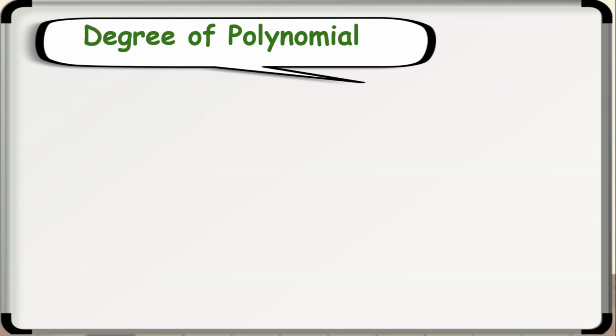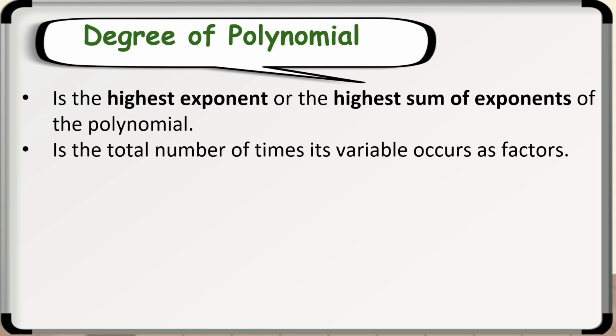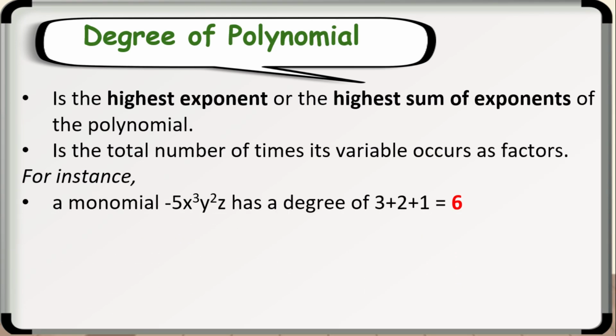How do we determine the degree of a polynomial? Degree of a polynomial is the highest exponent or the highest sum of exponents of the polynomial. It is the total number of times its variable occurs as factors. For instance, a monomial -5x cubed y squared z has a degree of 3 for the x, plus 2 for the y, and plus 1 for the z. So therefore we have 6.